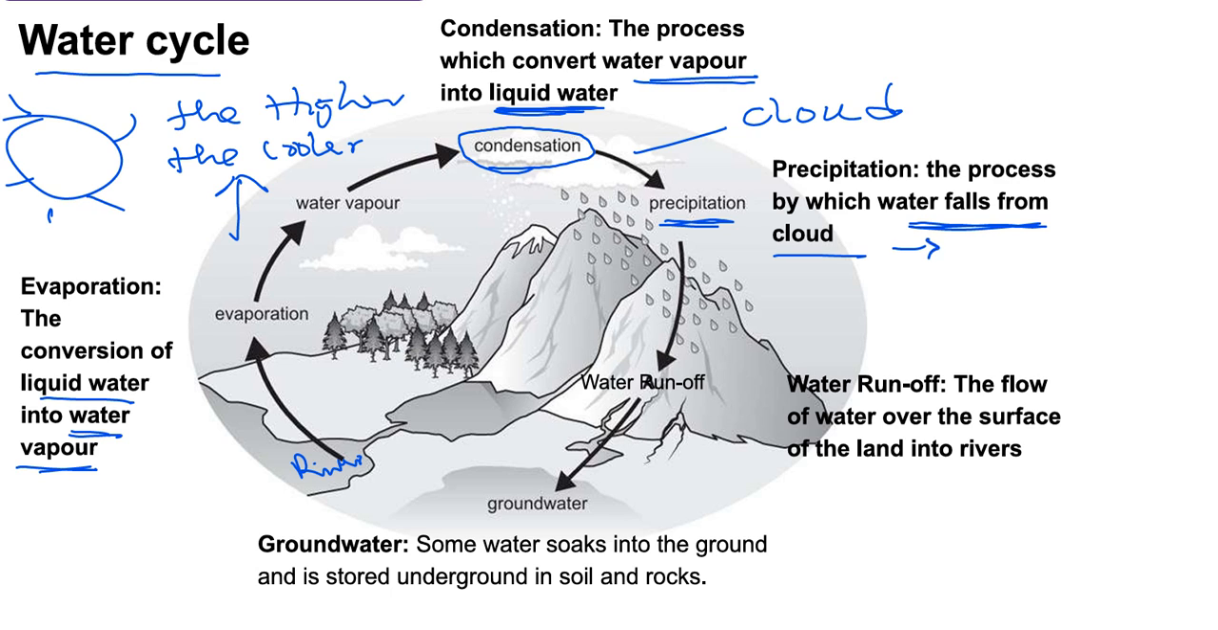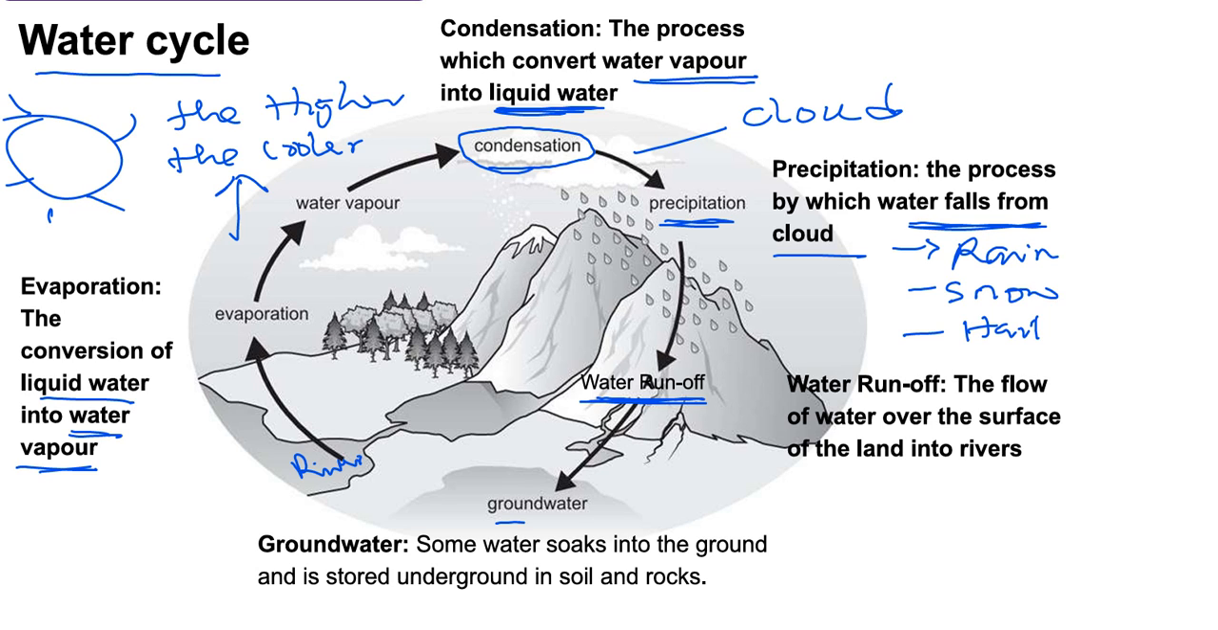So this can either come down as rain, snow, or hail, whichever form, but they are all precipitation. Now, once you get to the earth's surface, there is what we call the water runoff. That is the flow of water on the earth's surface. So the flow of water on the surface of the land, and it flows into rivers, lakes, and the sea.